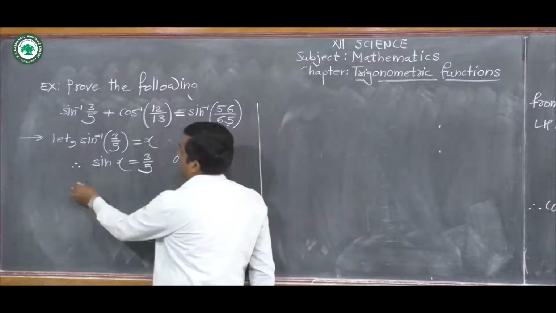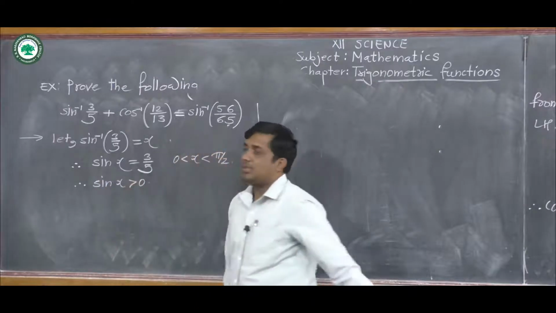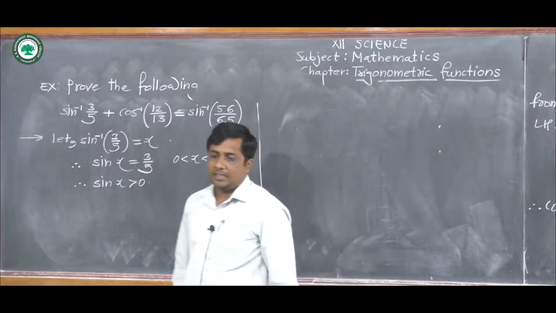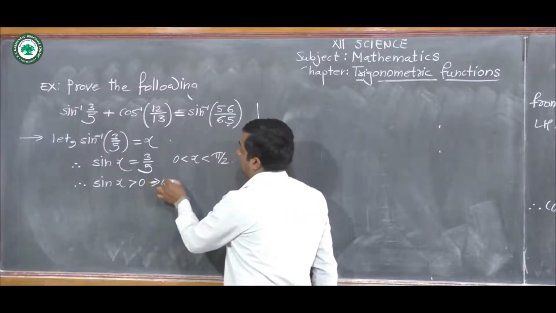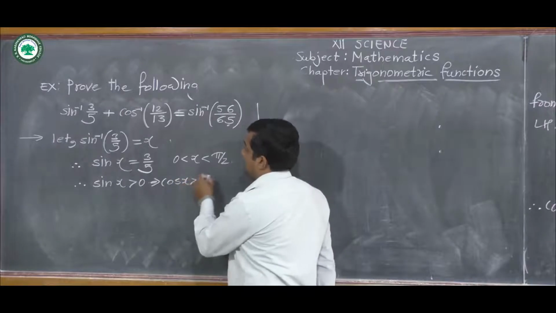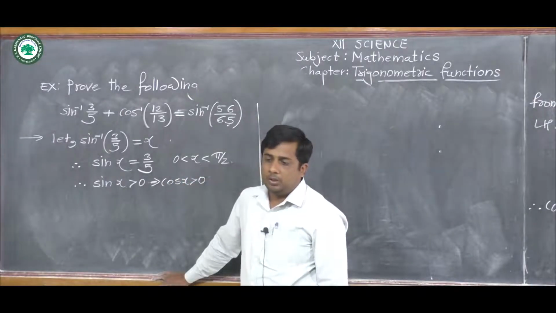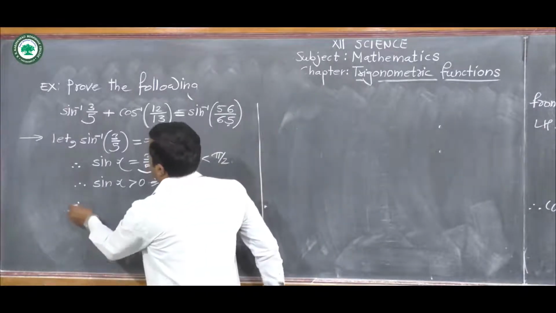So here sin x is positive. Sin x is greater than 0. Then cos x is also greater than 0. So here we find cos x.